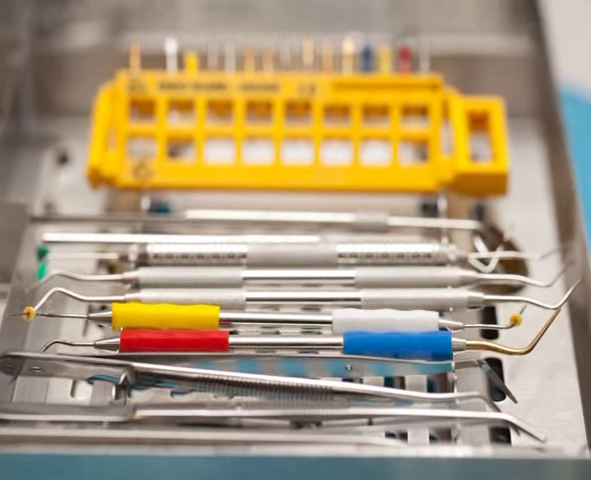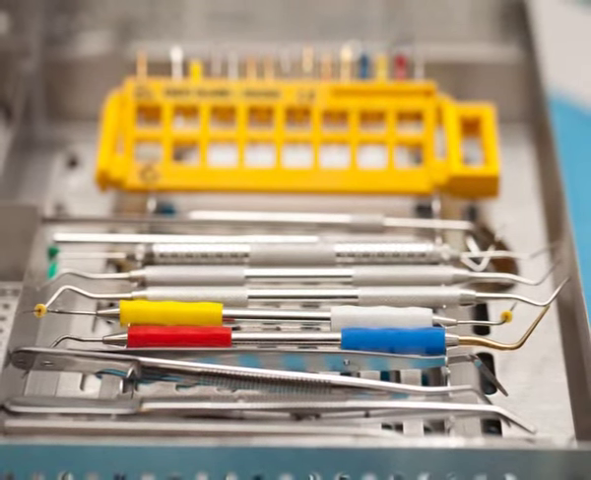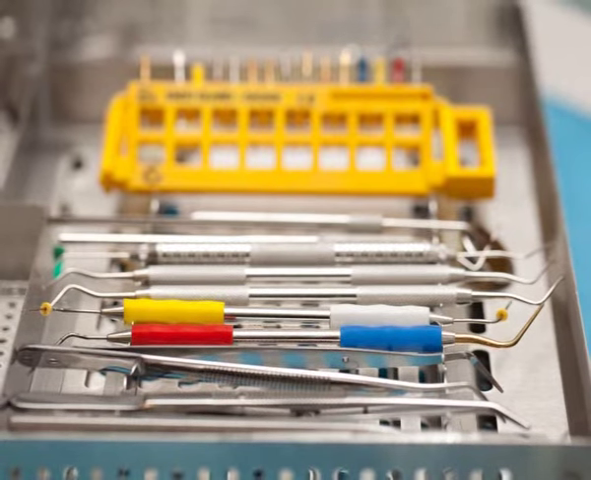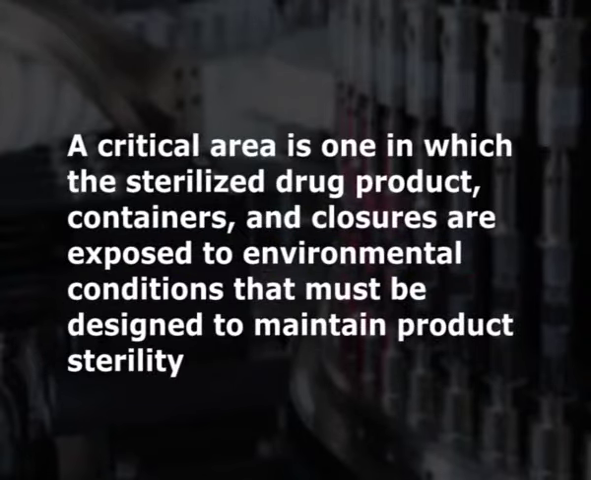Equipment should not obstruct airflow, and in critical areas, its design should not disturb the unidirectional airflow. Two clean areas are of particular importance to the sterile drug product quality: the critical area and the supporting clean areas associated with it. The first one, the critical area, the class 100 ISO 5 area. A critical area is one in which the sterilized drug product, containers and closures are exposed to the environmental conditions that must be designed to maintain the product's sterility.